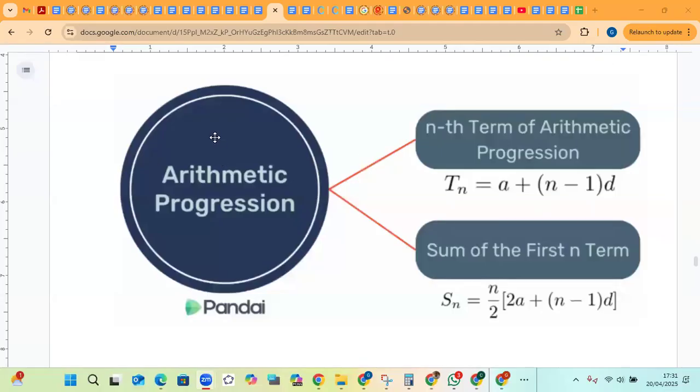As you can see, for an arithmetic progression, there are 2 important formulas, one for the nth term and the other for the sum. So this is the formula we've got to use because nothing was mentioned about the sum. So we have to use the nth term formula for such a question.